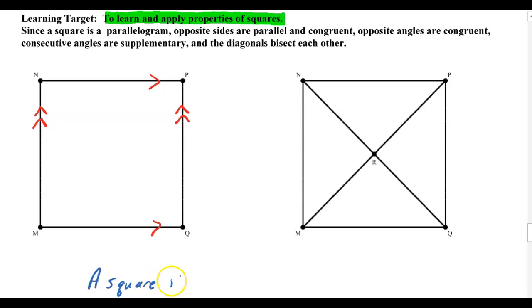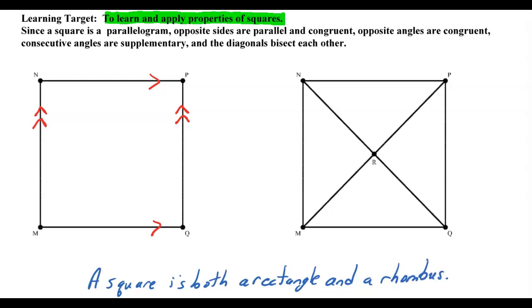So a square is both a rectangle and a rhombus. So what that means, since it's a rectangle, we get 4 right angles. So I'm going to mark those angles to be right angles. So we get 4 right angles.